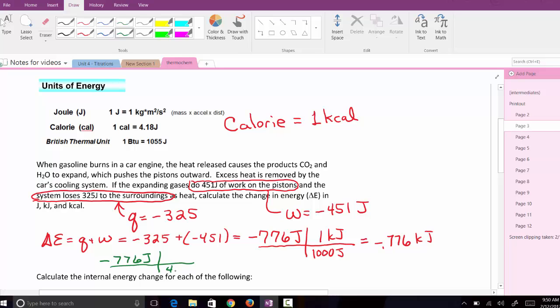And then if we want to go, so minus 776 joules, to go to calories, 4.18 joules is 1 calorie. And then 1,000 calories is 1 kilocalorie. So that's going to give me 776 divided by 4.18, and then divide by 1,000. So 0.186 kilocalories on that.